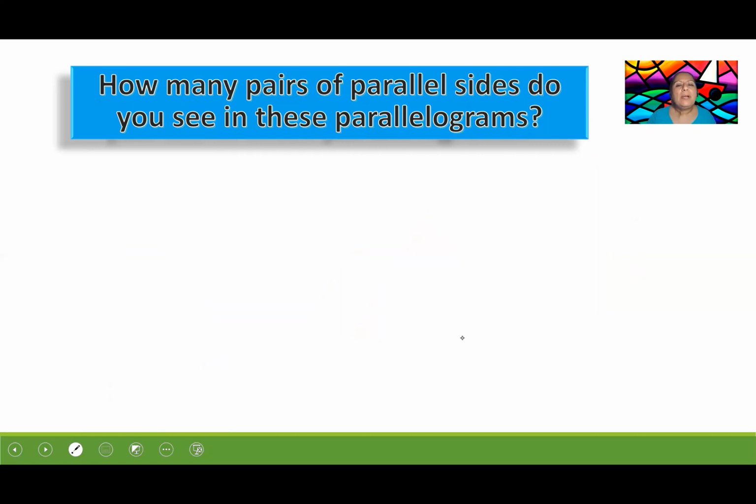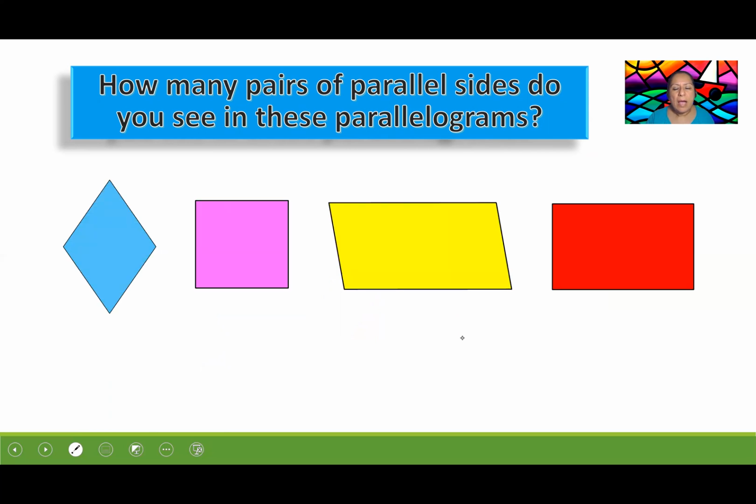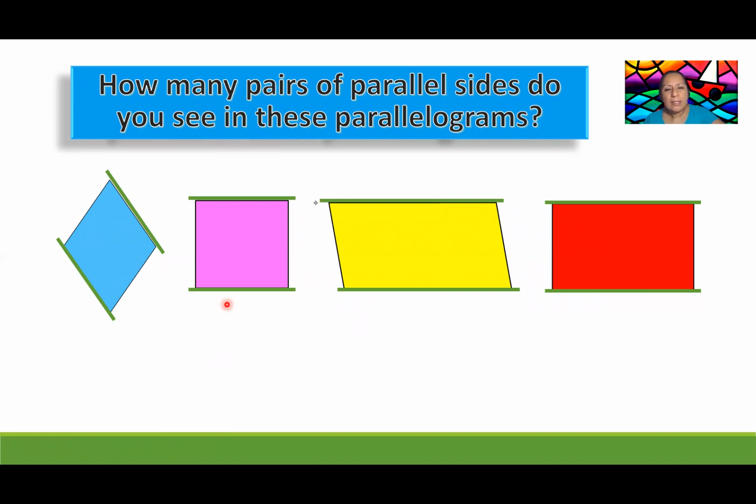Now, how many pairs of parallel sides do you see in these parallelograms? All of these are called parallelograms because the sides are all parallel. Let's look at the sides. In green, I have the first set of parallel lines. So this is one set, two sets, three sets, and four sets.